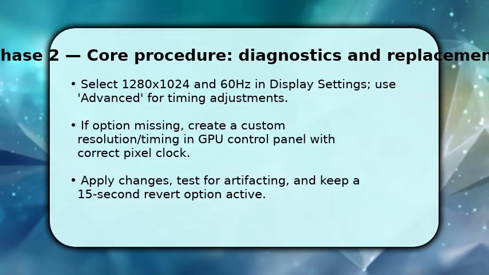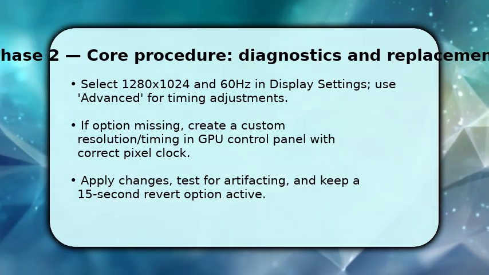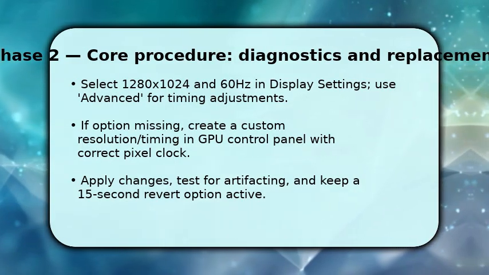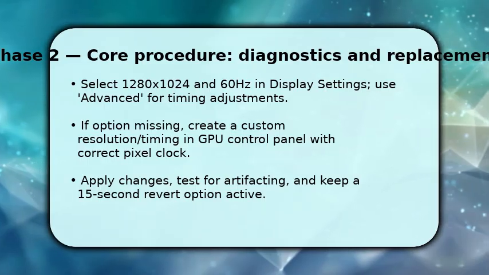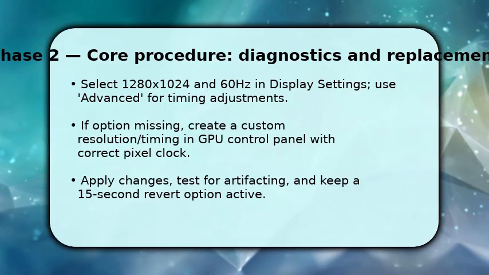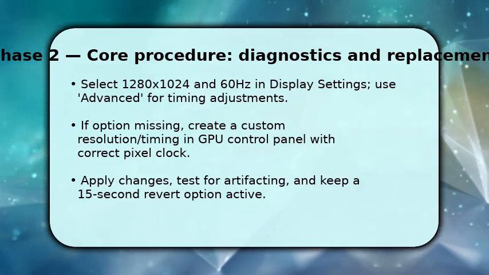Select 1280x1024 at 60Hz. This is the recommended mode. If it's not listed, create a custom resolution. Enter horizontal and vertical pixels, refresh 60, and correct blanking/timings, or use standard reduced VSync timing.